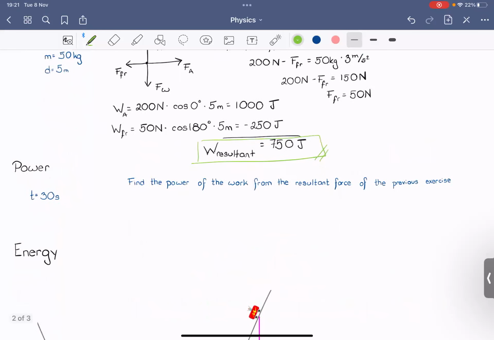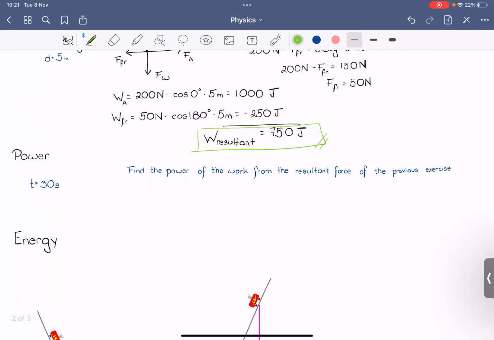Next, we have power. In this exercise, we're trying to find the power of the work from the resultant force of the previous exercise. So we already have the work. Our formula for power is work divided by time. So we already have all the data that we need essentially. So power equals 750 joules divided by our time, which is given right over here. So 30 seconds.